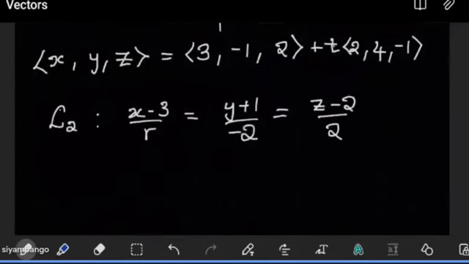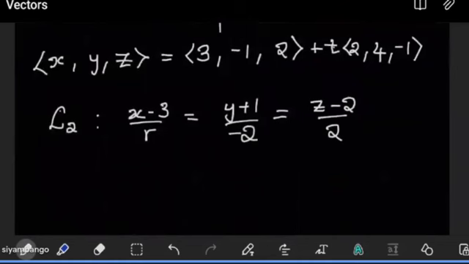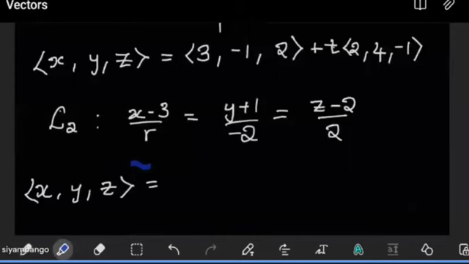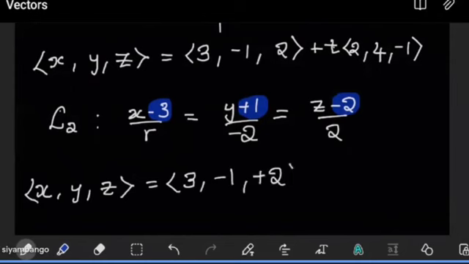We can also write this in vector form. Again, this is x, y, and z. So a point on the line, again, we'll just change their signs. That is minus 3, it will become positive 3. That is plus 1, it becomes minus 1. That is minus 2, it becomes plus 2. So no need for me to write plus 2 there, just write 2.